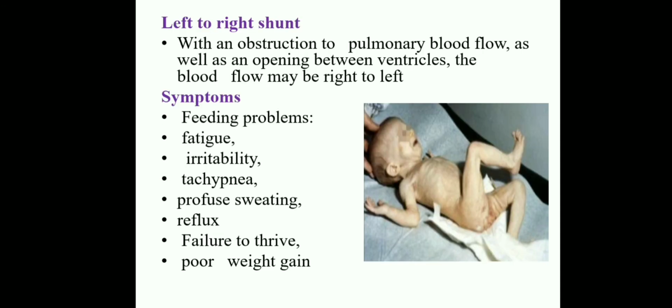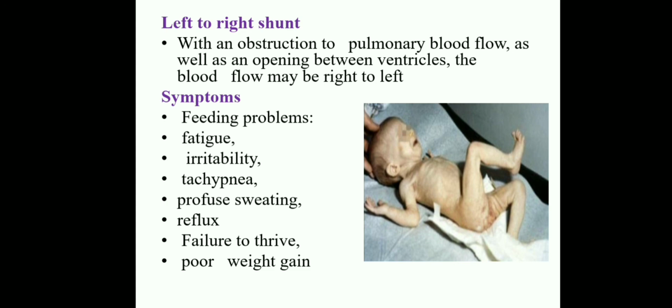And next one is left to right shunt. Here the left to right shunt means with an obstruction to the pulmonary blood flow and an opening between the ventricles, and blood flow may be right to the left shunt. So here the left to right shunt means the pulmonary flow, and then right to left shunt means here the ventricles shunt.